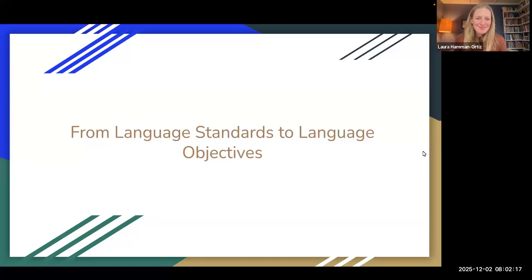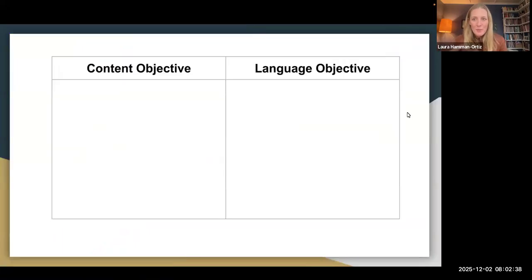Hi everyone. In the last video, we were introduced to language standards. In this video, we're going to look at how we can move from our language standards to write language objectives that can help us in planning for language and intentionally teaching language features and functions to students in dual language bilingual classrooms.